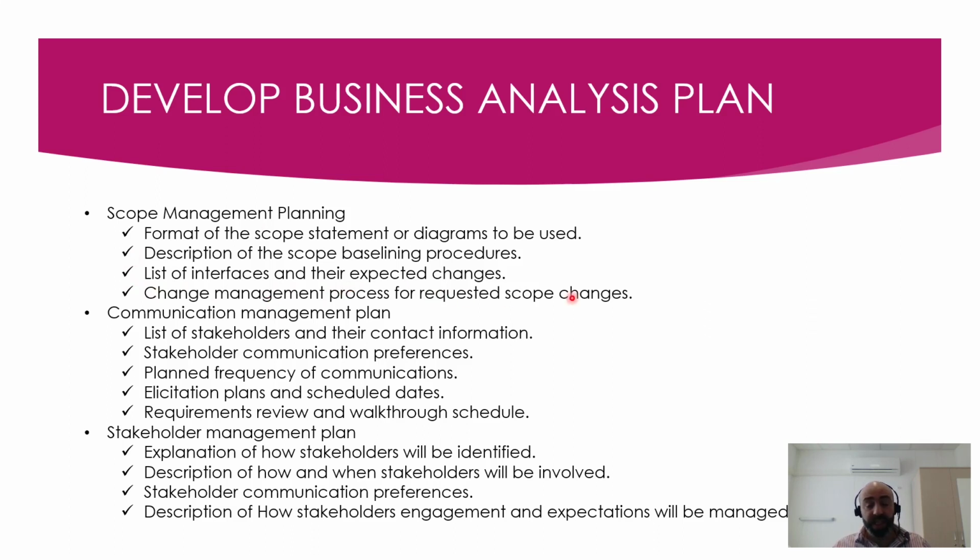List of interfaces and their expected changes. In the context diagram, we have the list of interfaces and their expected changes. Change management process for requested scope changes. Communication management plan. The communication management plan contains a list of stakeholders and their contact information. Not only their contact information, but many details from the analysis of the stakeholders: stakeholder communication preferences, planning frequency of communications, elicitation plans and schedule dates, requirements review and walkthrough schedule.